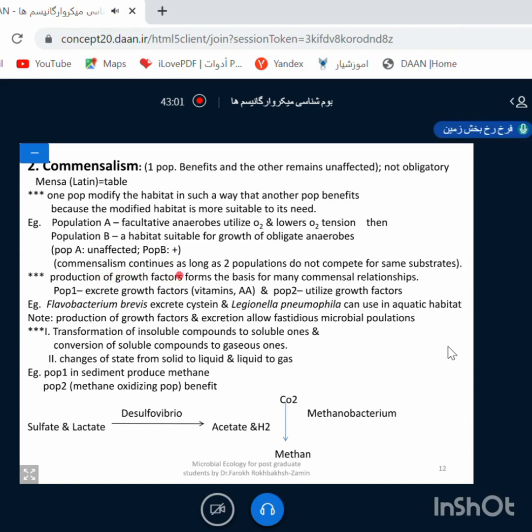Commensalism continues as long as the two populations don't compete for the same substrate. So the presence of population A is beneficial for B, and A is not affected by the B population. This interaction is commensal till the time food is sufficient and they don't compete with each other. Is it clear? Did you understand? Is there any question?